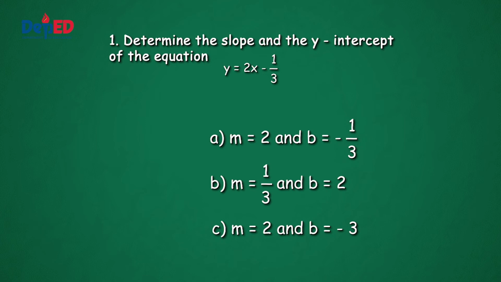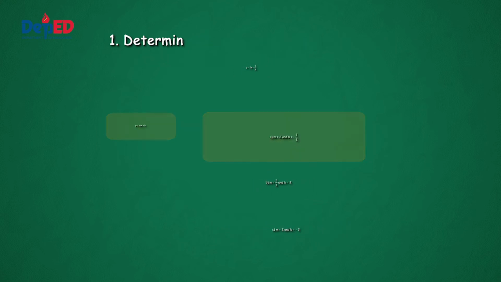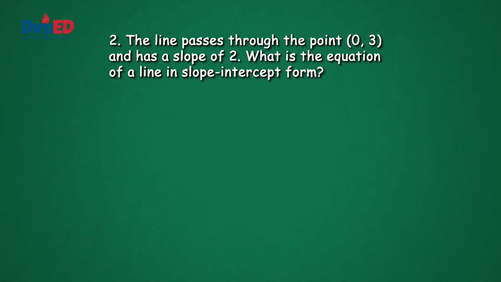The slope is the numerical coefficient of x, and the y-intercept is given by the constant. Therefore, the correct answer is A. Number 2. The line passes through the point (0, 3) and has a slope of 2. What is the equation of the line in slope-intercept form?